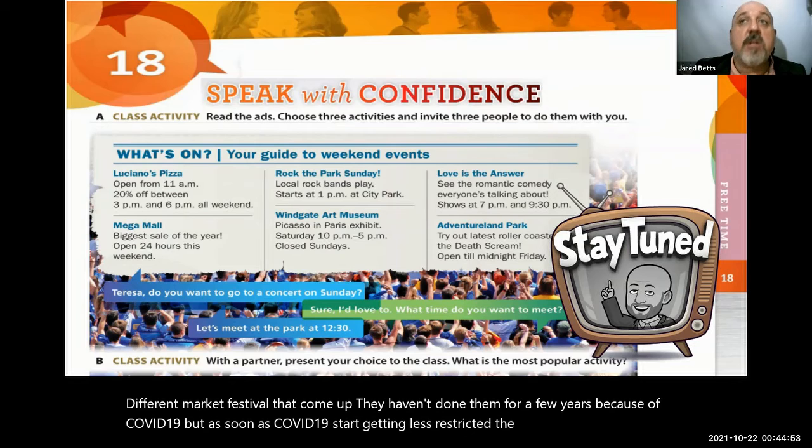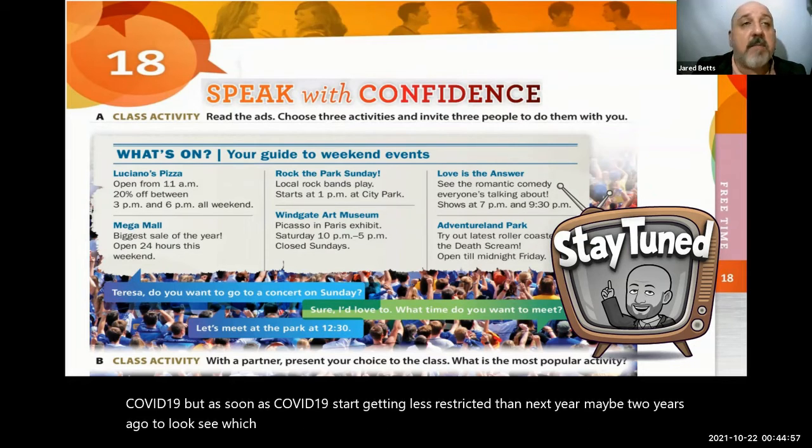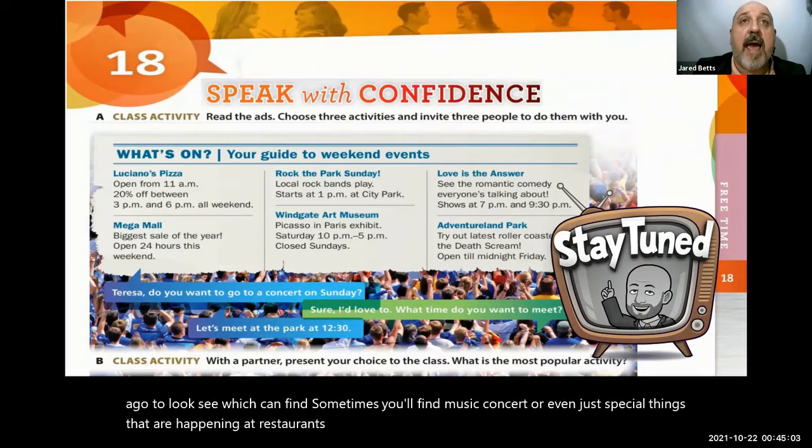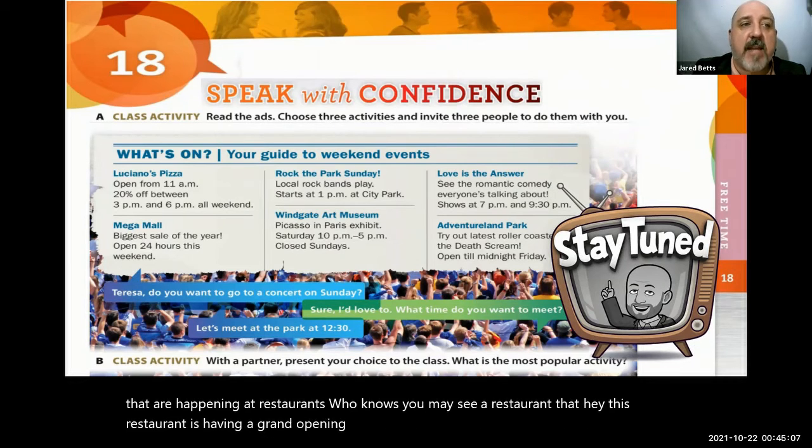year, maybe 2 years, go take a look, see what you can find. Sometimes you'll find music concerts or even just special things that are happening at restaurants. Who knows? You may see a restaurant that, hey, this restaurant is having a grand opening. You should go and take a look at it and see what it's like.